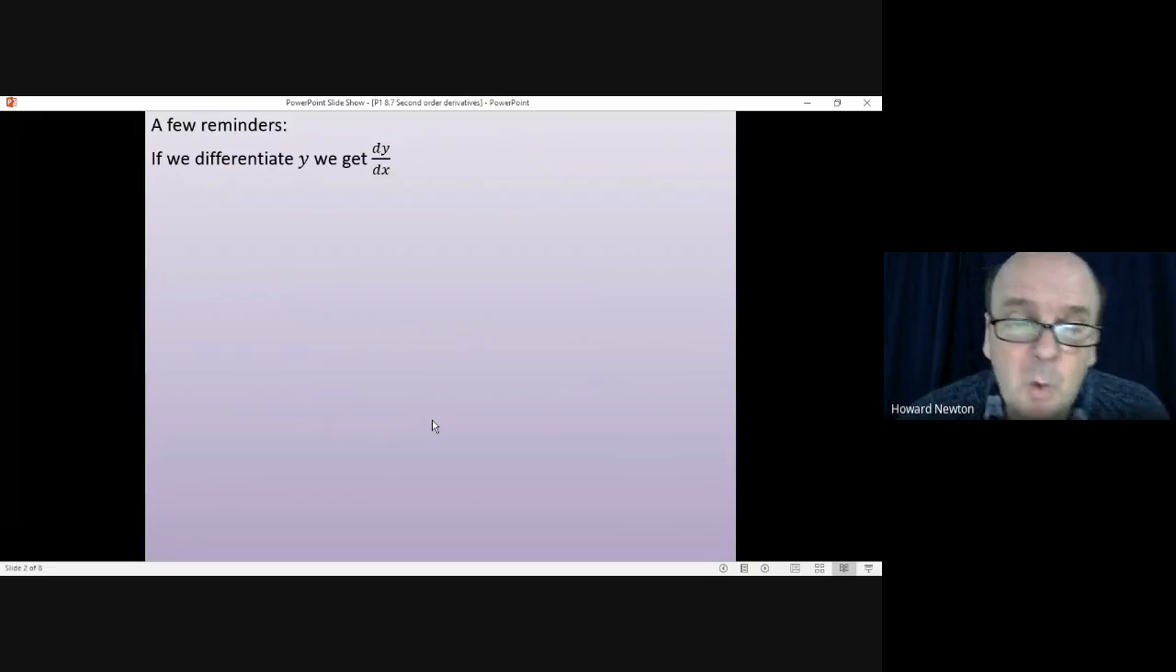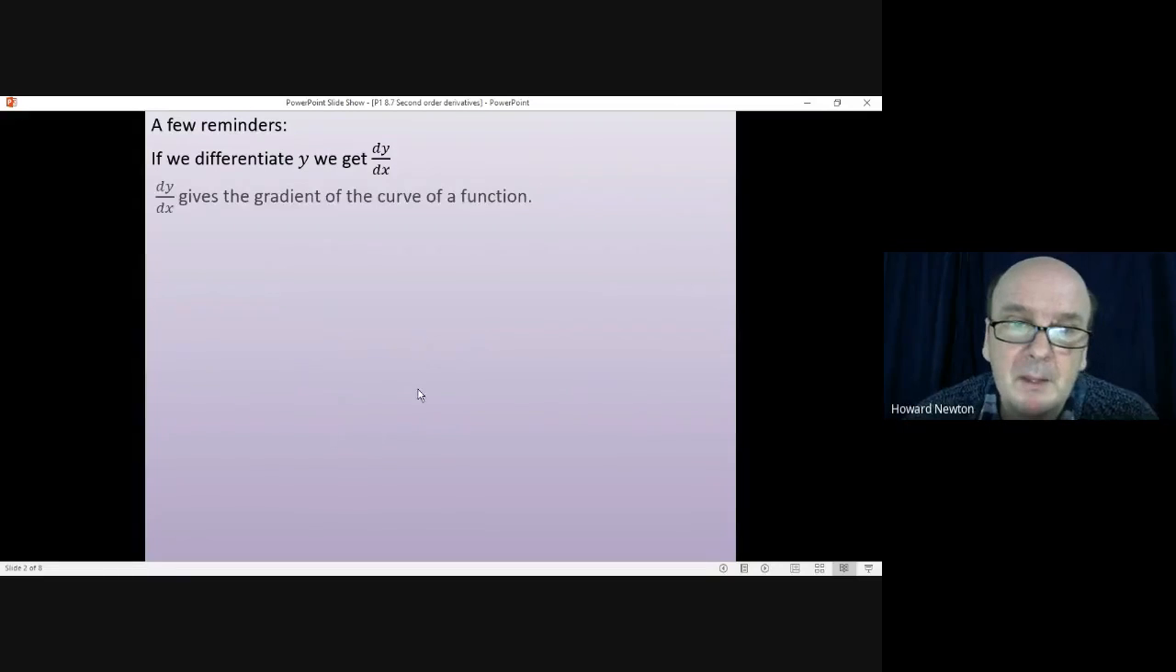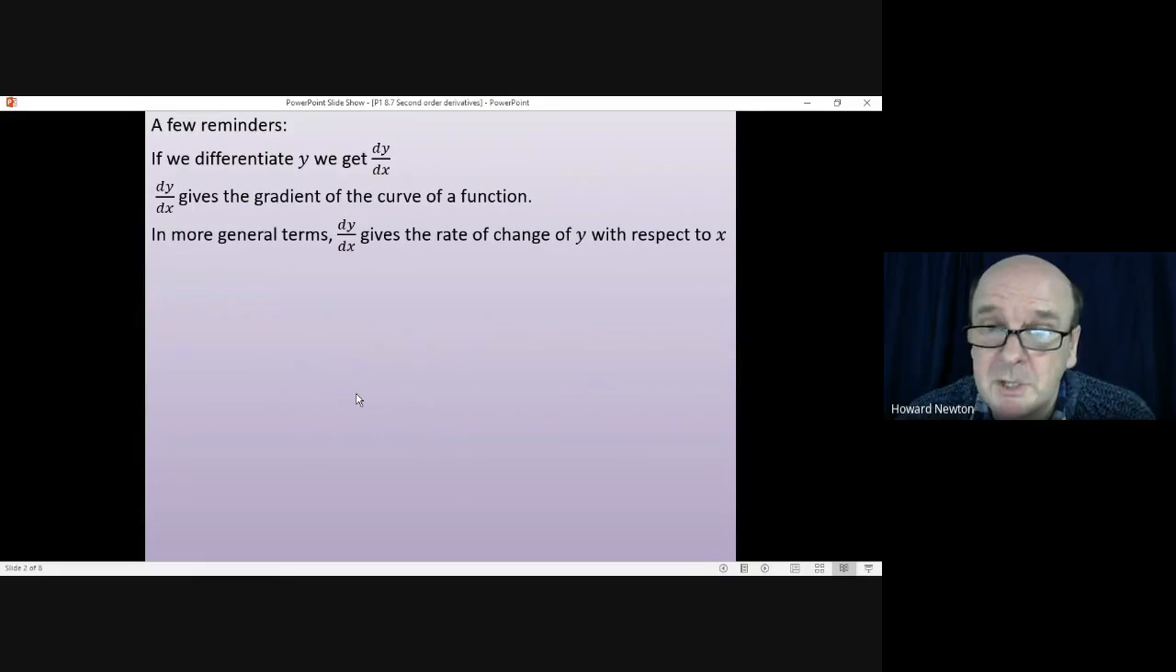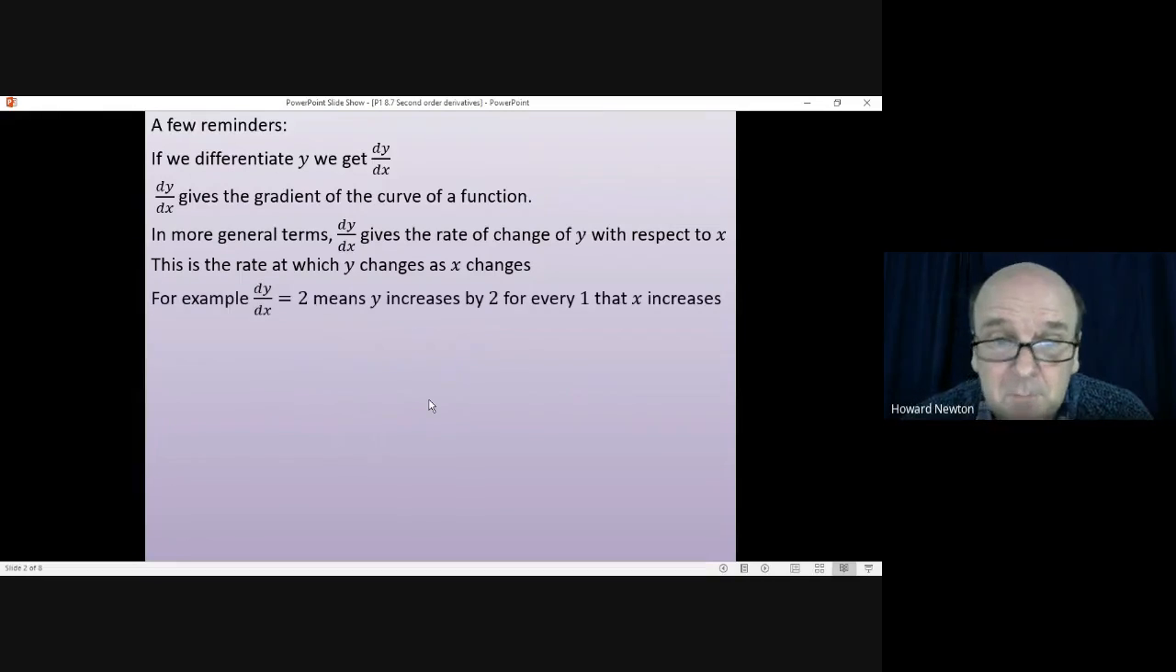If we differentiate y with respect to x, we get dy by dx. And dy by dx gives us the gradient of the curve of a function. But in more general terms, what dy by dx gives us is the rate of change of y with respect to x. That's the rate at which y changes as x changes. So for example, if dy by dx equals 2, what that means is that y increases by 2 for every one that x increases.